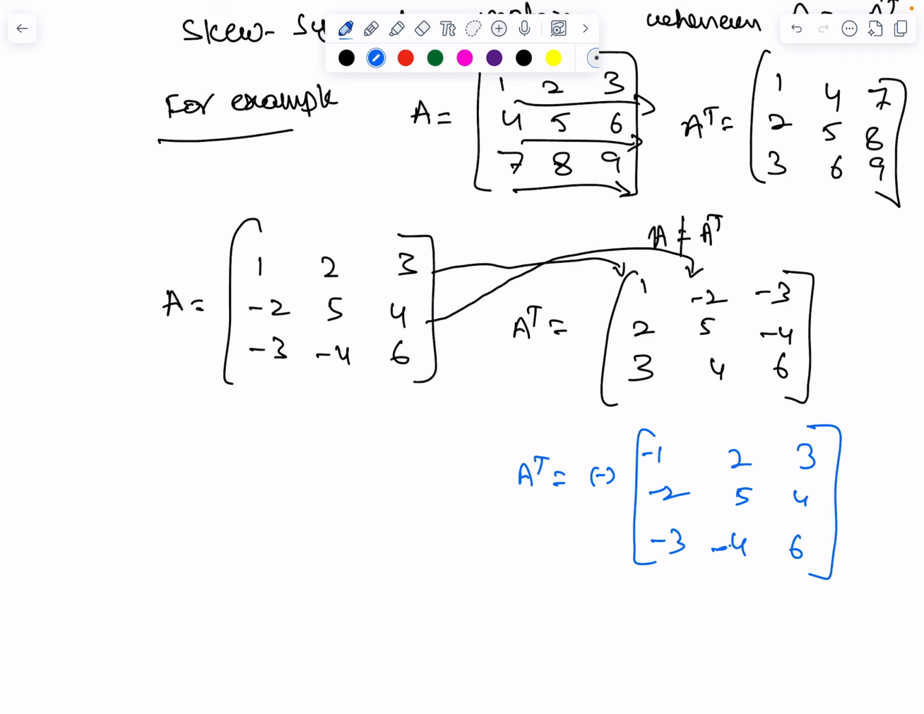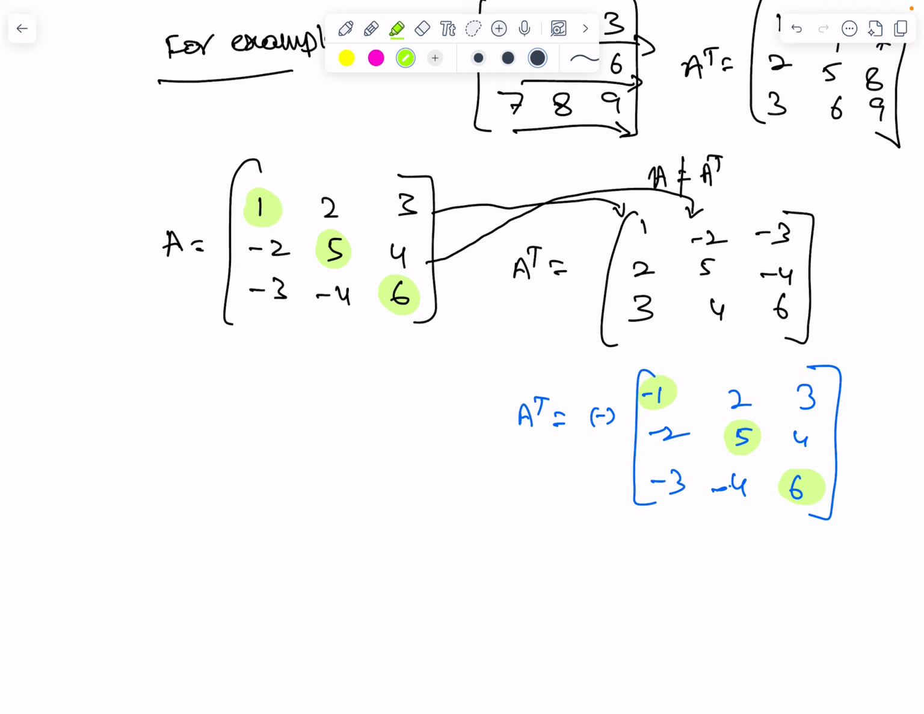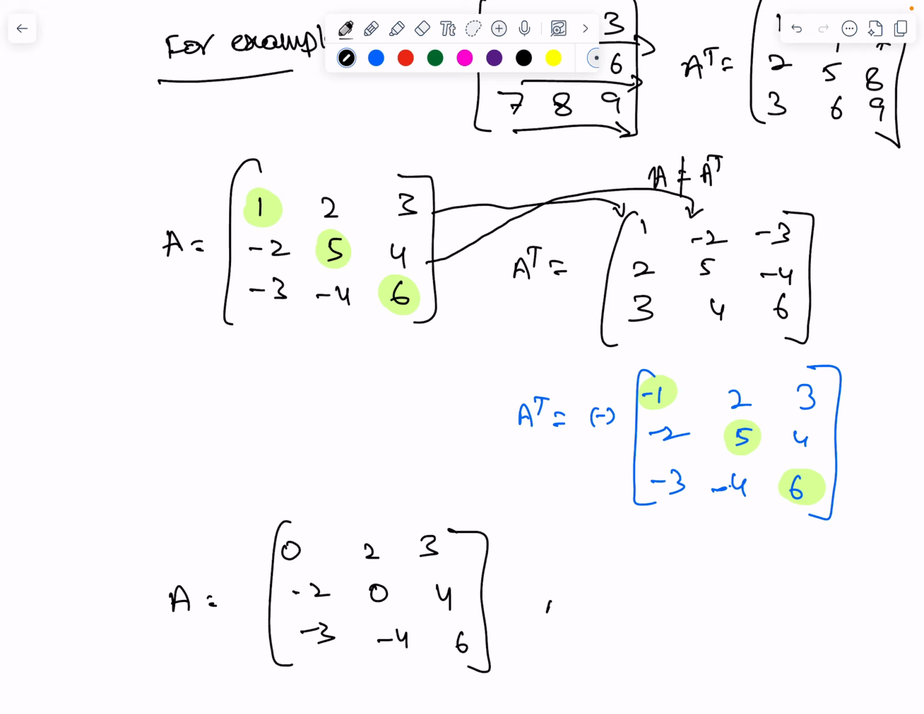But what is the difference here? The difference is in the diagonals. You see here, whenever you multiply, this is showing some difference in the main diagonal. Therefore, I should make these entries 0. That is, if I redefine A equal to 0, 2, 3, and then minus 2, 0, 4, and then minus 3, minus 4, 0, then A transpose is equal to 0, minus 2, minus 3, and then 2, 0, minus 4, and then 3, 4, 0. This is my A transpose.